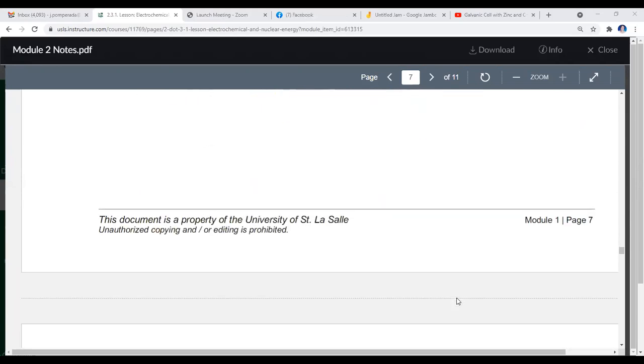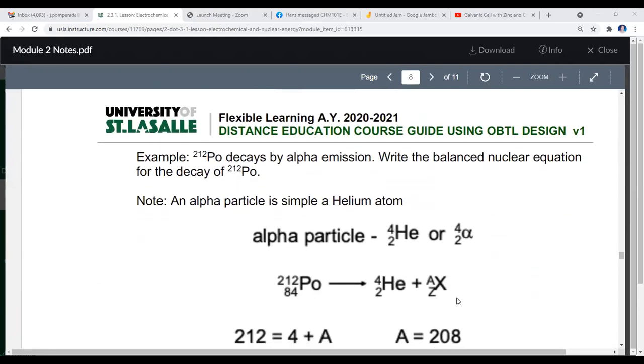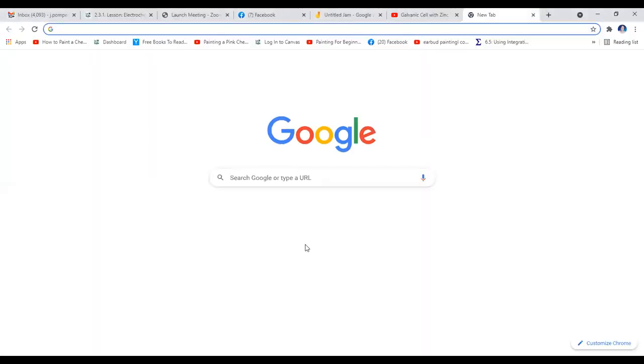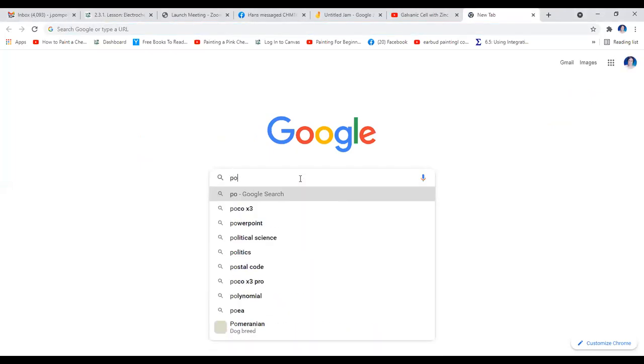So let me go down here to the example. Polonium with the mass number of 212 decays by alpha emission. Meaning polonium gives off an alpha particle, or that's your helium atom. Write the balanced nuclear equation for the nuclear decay of polonium. Please check if it's really polonium. I'm not sure if it's really polonium. Let me check. Give me a few seconds. Polonium.